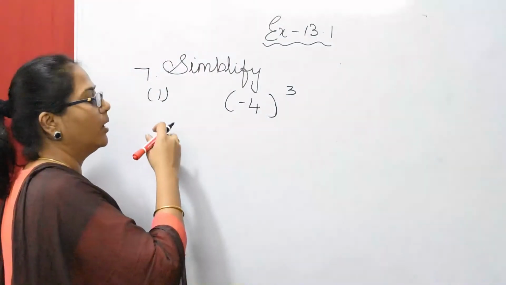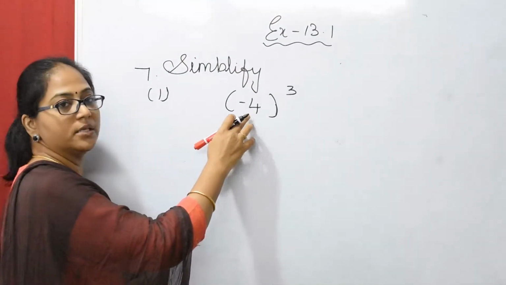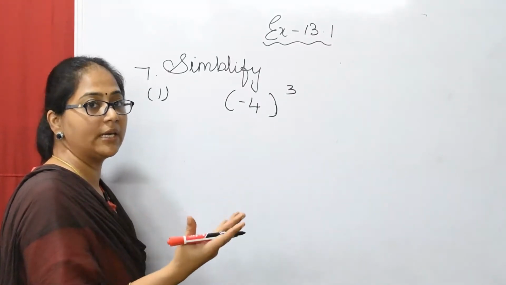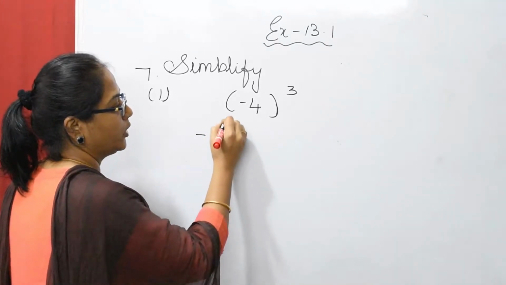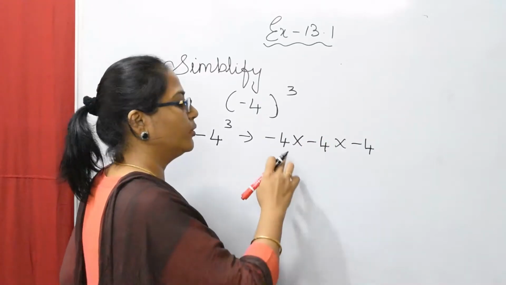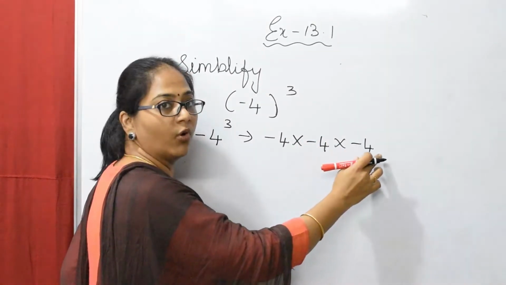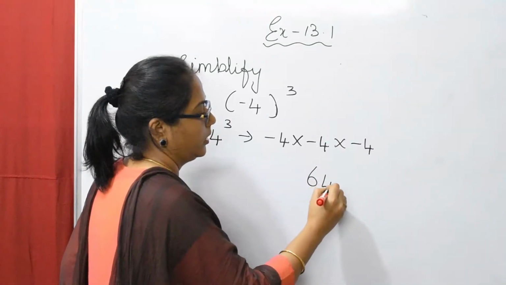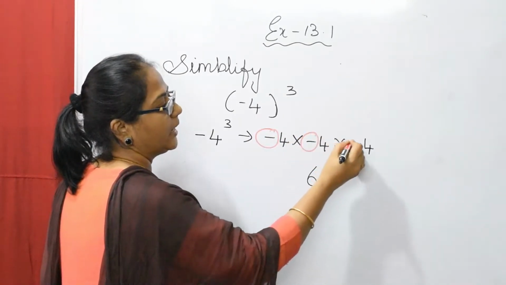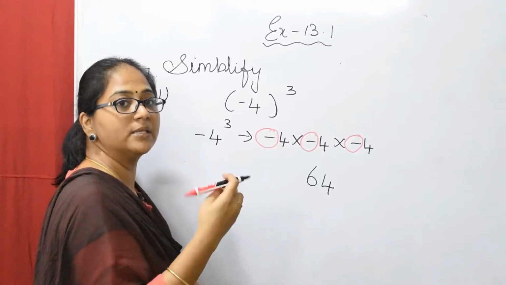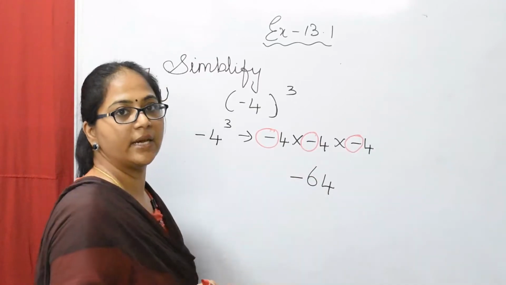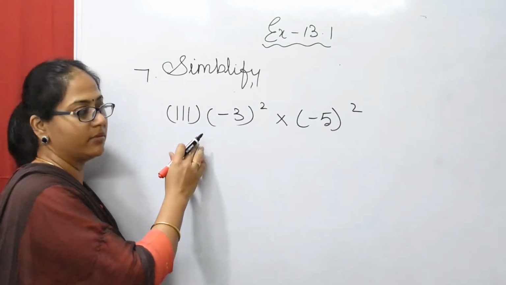Understood? Now question number 7, minus 4 cube. Minus 4 cube means minus 4 is repeated thrice. So 4 into 4, 16, 16 into 4, 64. Now this negative sign is repeated thrice, which means an odd number, so we will get a negative sign here. So minus 64.